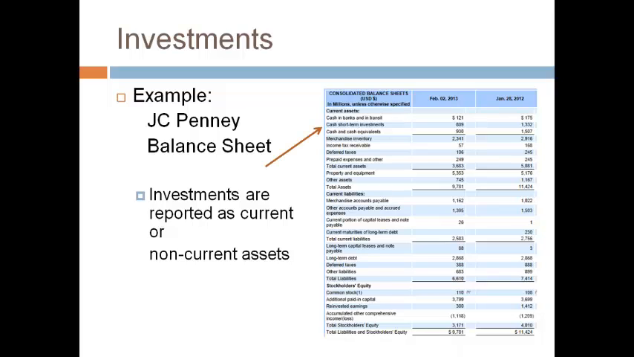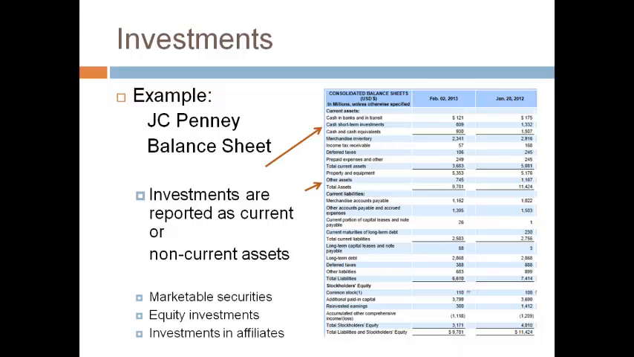Cash and short-term investments that are expected to be sold within a year are reported as part of current assets. Other investments that are expected to be sold after 1 year are included in the other assets line item because the amount is not large enough to be reported as a separate line item. The details of this will be reported in the footnotes. Other words that you will see on a balance sheet that are related to investments are marketable securities, equity investments, and investments in affiliates.